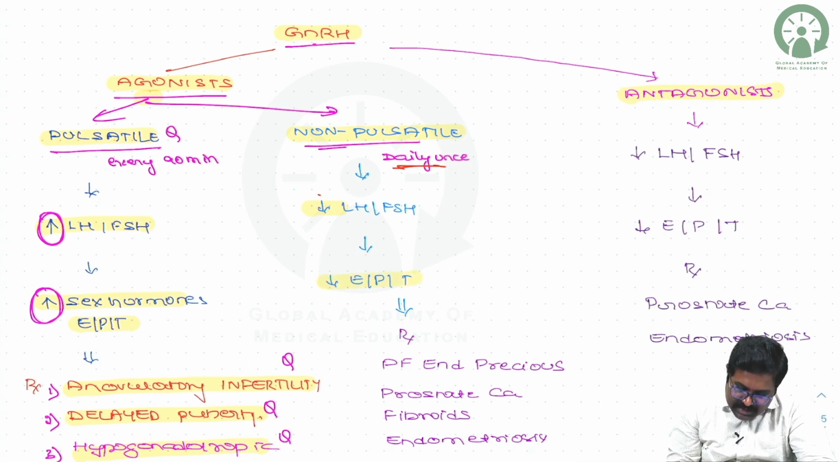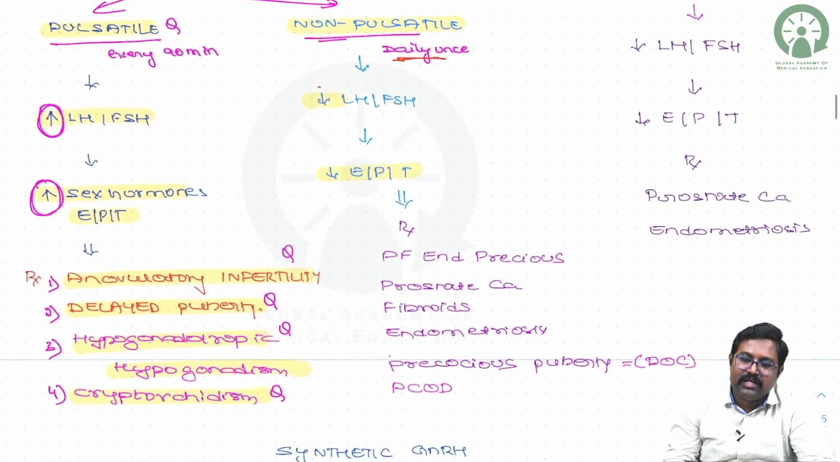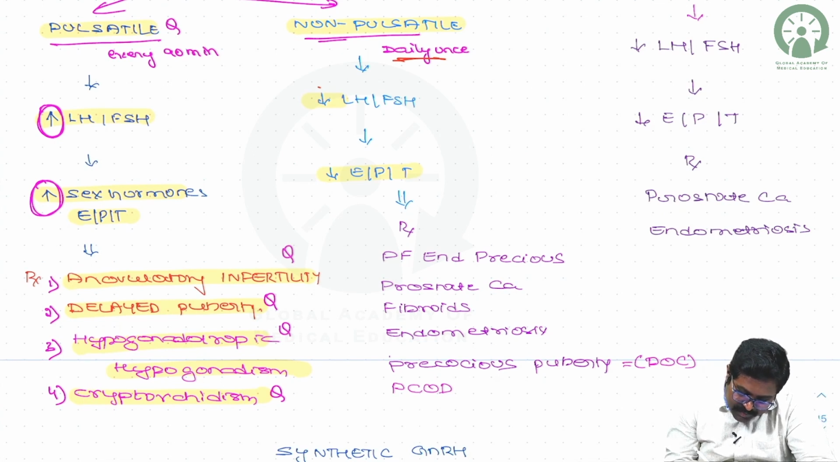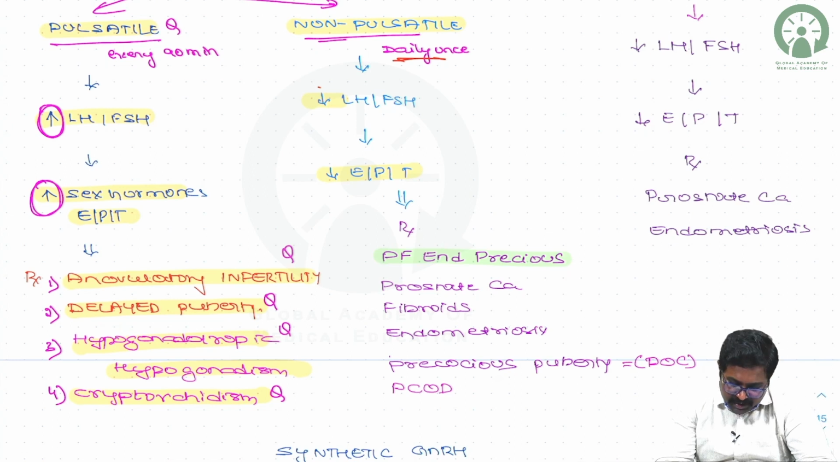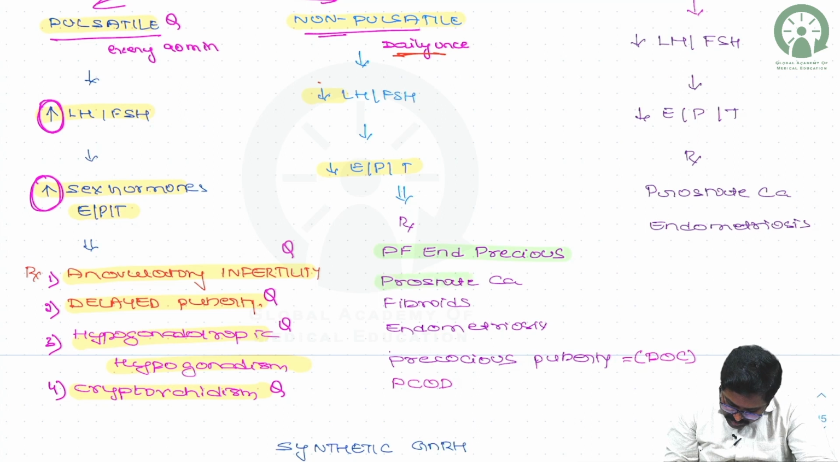Where can we use these? A decrease in the sex hormone production is required in conditions that can be remembered as PF end is precious. PF end is public provident fund is very precious at the end. It can be remembered as P for prostate carcinoma, F stands for fibroids, N stands for endometriosis, precious stands for precocious puberty, and next, also in case of PCOD, polycystic ovarian disorders.